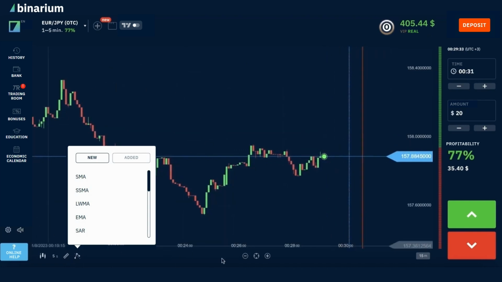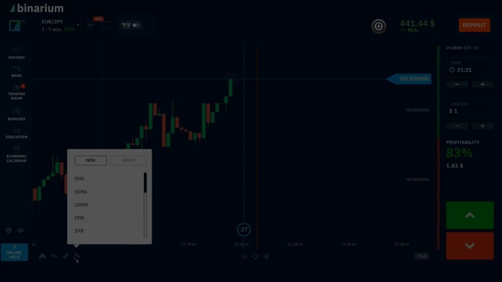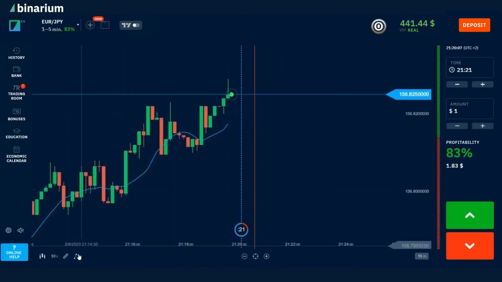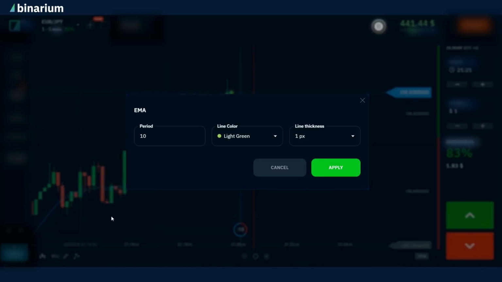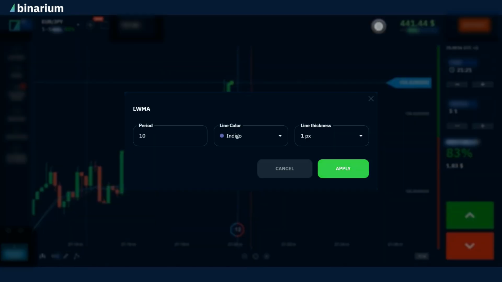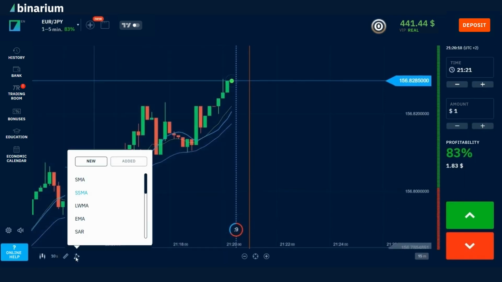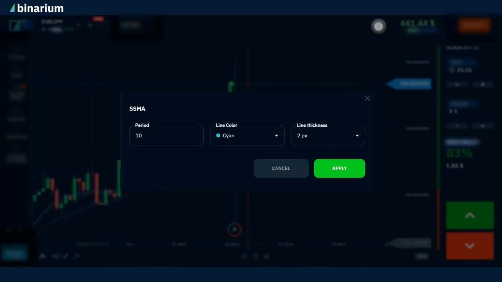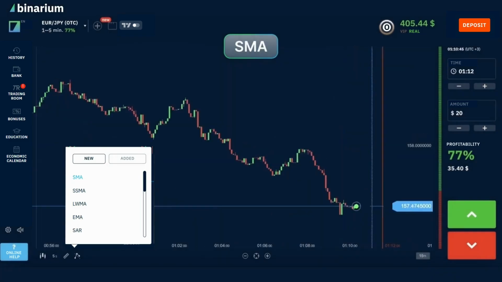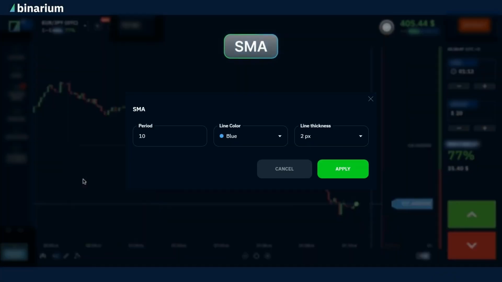In this video, we will compare 4 of the most popular trend indicators with practical examples. Simple moving average, exponential moving average, linearly weighted moving average, smoothed moving average. Let's start with the simple moving average. We have already analyzed this indicator in detail and tested it in practice in a previous video. You'll find the link to it in the description below this video.